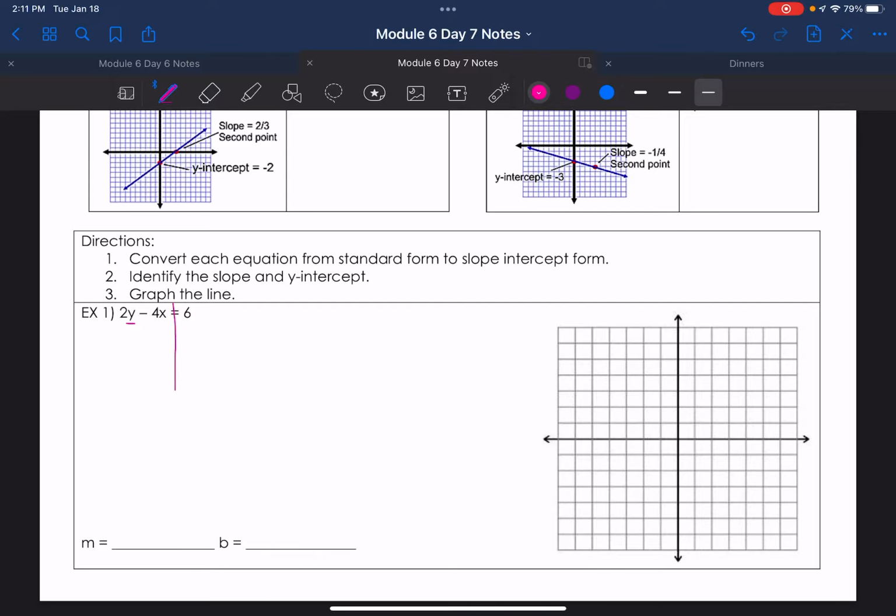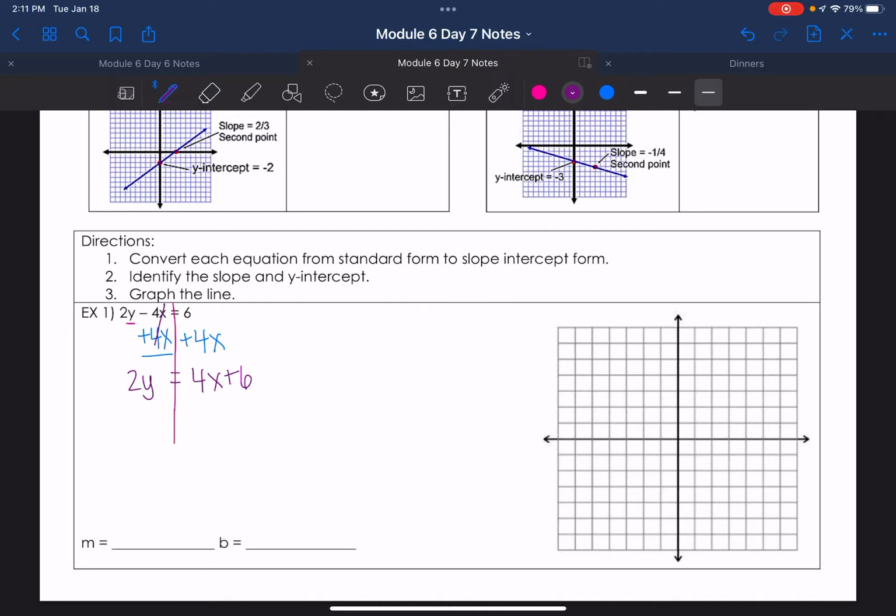I like to draw my line straight down the equal sign. Then we're going to do the opposite of what negative 4x is to move it to the other side. The opposite of negative 4x is a positive 4x because we want to move the entire thing over. What I do to one side, I have to do to the other. So negative 4x and positive 4x cancel out. I am left with a positive 2y on the left side, and it is equal to 4x plus 6.